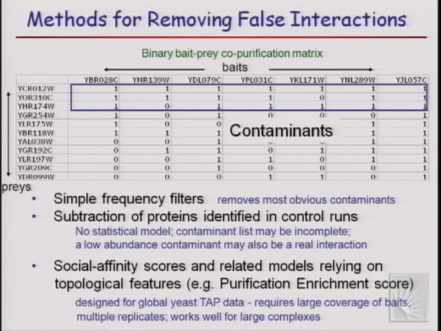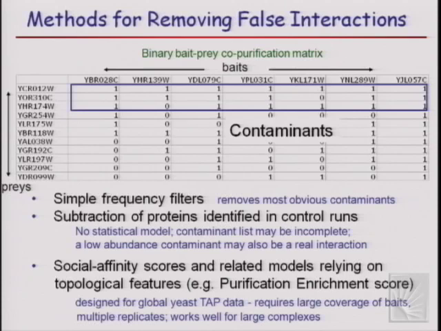The simplest methods are based on frequency counts. We have a matrix, and usually with yeast two-hybrid or AP-MS global studies, it would be a binary matrix where one means that a particular prey was identified in a pull-down experiment with this particular bait, and zero means it wasn't identified. Obviously, something that appears across many different baits is a suspect, because it's likely non-specific binding that's going on there. And those can be simply counted and eliminated by applying a frequency cutoff, say, of 5%.